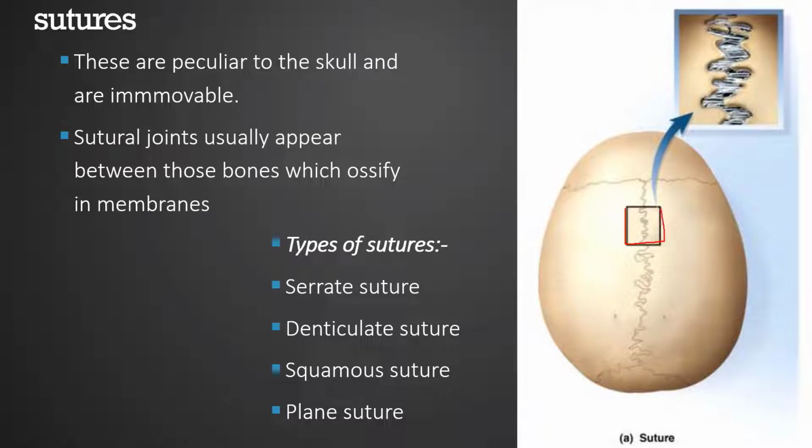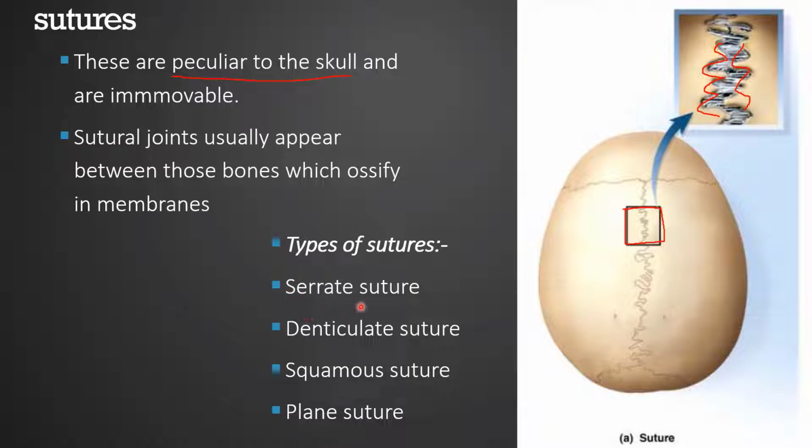So suture is an immovable joint and it's primarily meant for growth. As you can see in this diagram, the bony margins are quite irregular in a suture, right? And depending upon the shape of the bony margins, the suture can be further divided into plain, serrate, squamous, denticulate, which means a lambda type of shape.